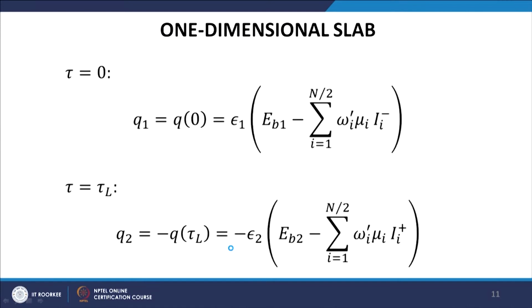Once we do that, finally our boundary condition can be written at tau equal to 0, that is Q1 is equal to epsilon 1 EB1 minus the reflected part of the radiation, summation over i equal to 1 to n by 2 of W i mu i I minus. Similarly, at the top boundary, Q2 is equal to Q at tau L, and this will be equal to minus epsilon 2 EB2 and then the sum over n by 2 of weight times mu i I plus. So, this is the expression for the heat flux at the boundaries.